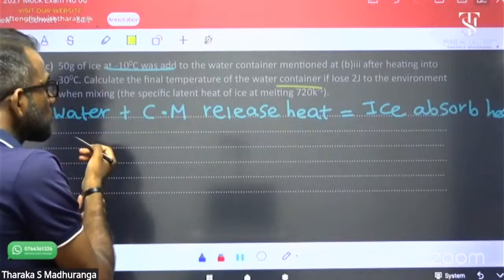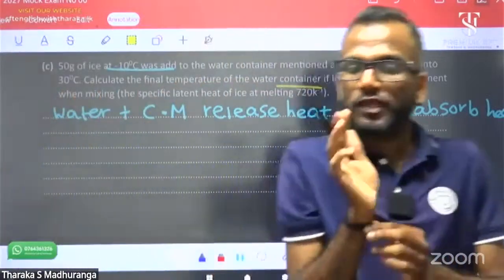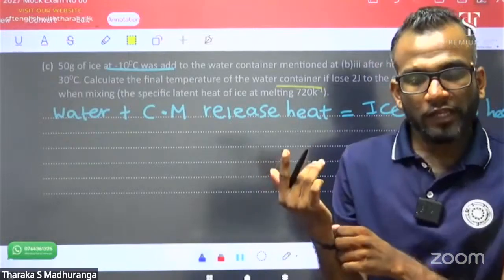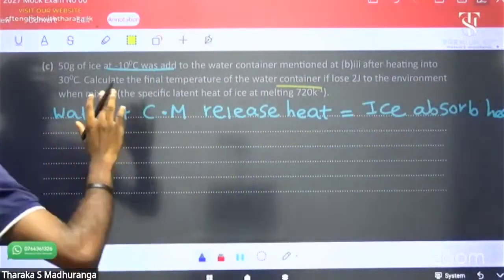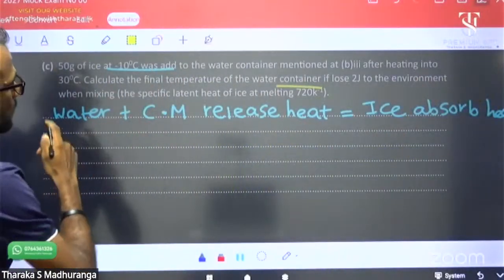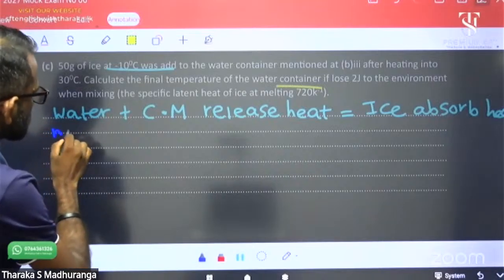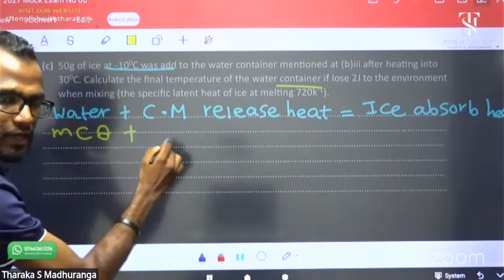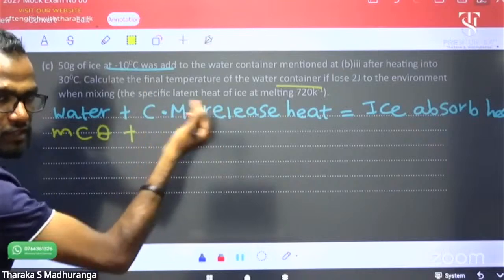Water absorbs heat. Can you say it is 84,000? No. 84,000 is for increasing by 10 Celsius, but it is a mixture, so not 84,000. Water releases heat, mc theta, again you have to substitute. Calorimeter releases, sorry, not absorbs, releasing. Now they are releasing, right?